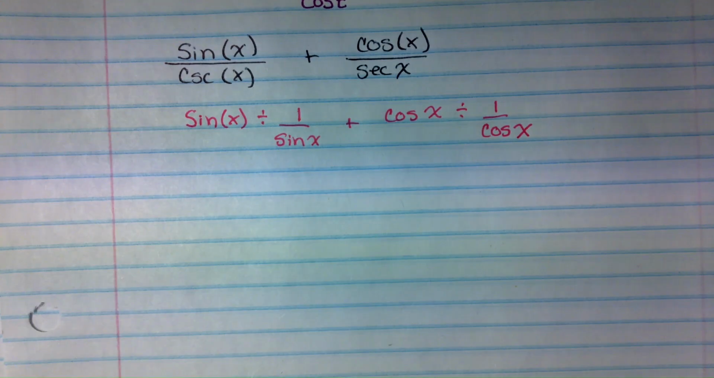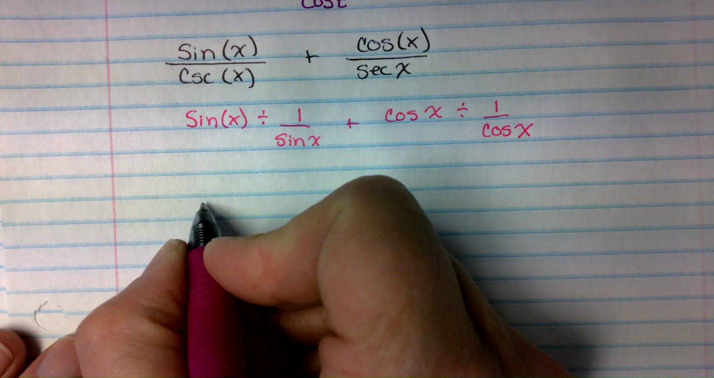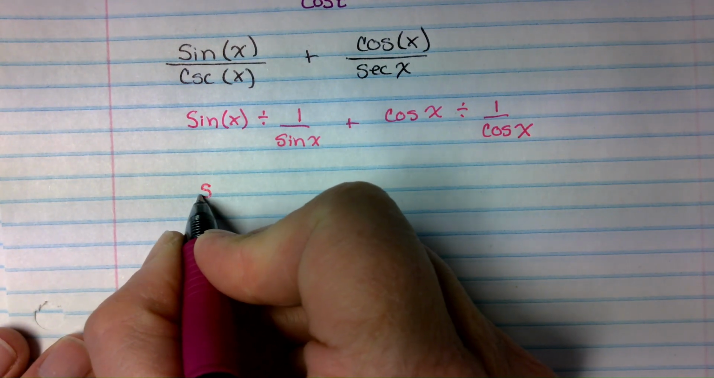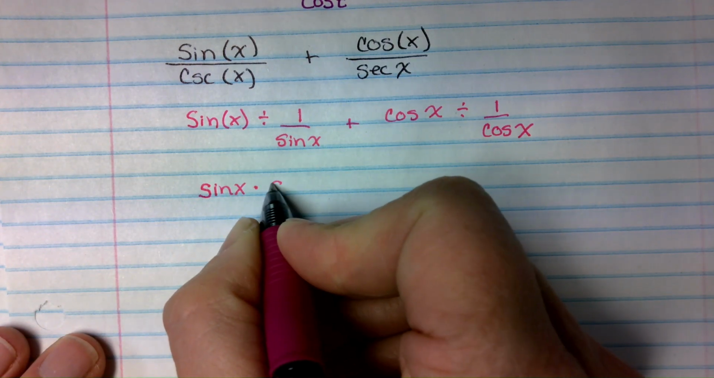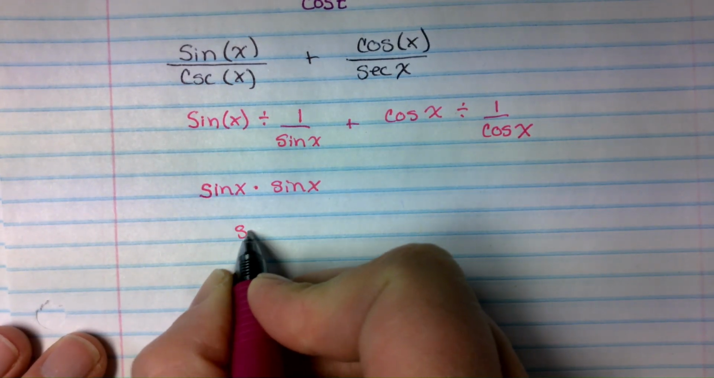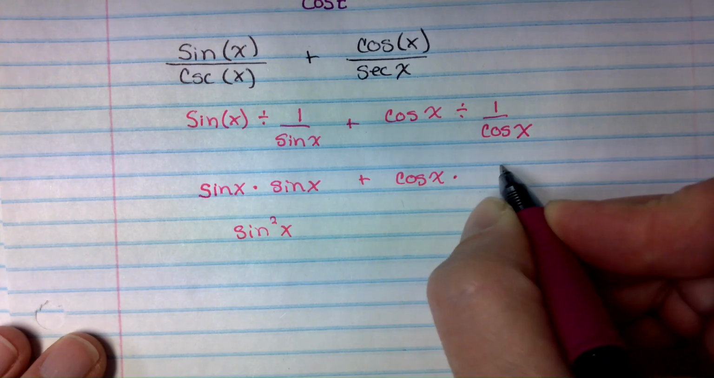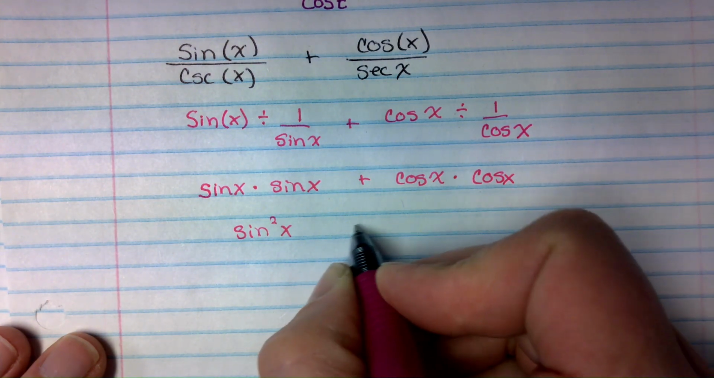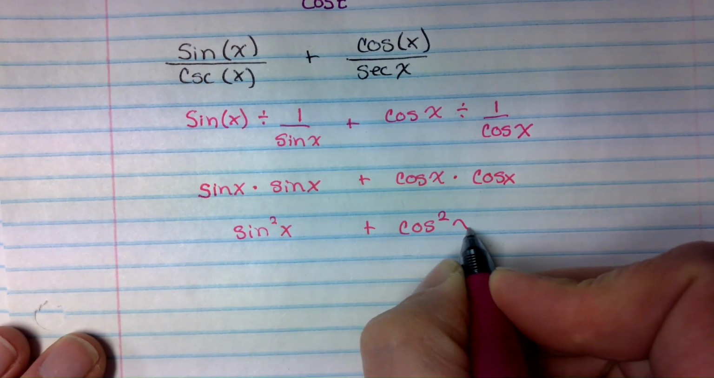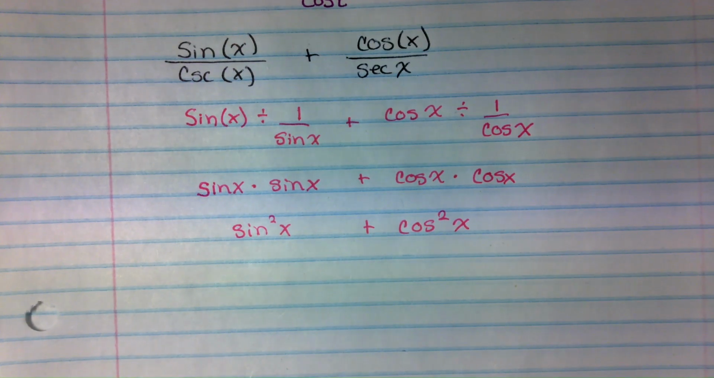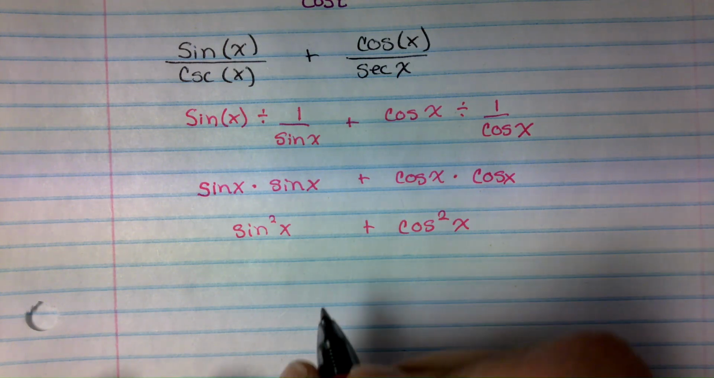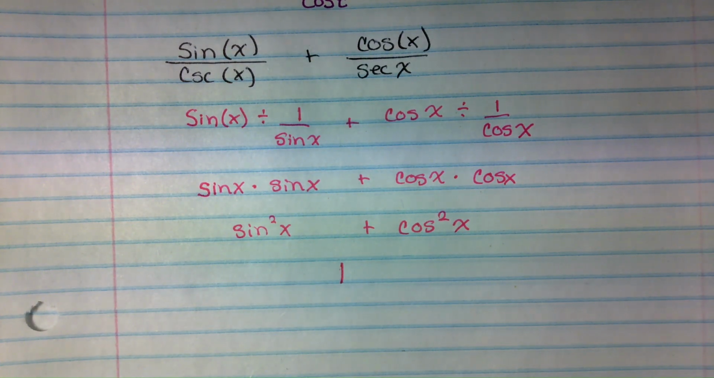I wrote it like this because I knew I was going to have fractions, and I really don't want a fraction inside a fraction. However, if you recall, when dividing fractions, you use the multiplicative reciprocal, so this will become the sine of x times the sine of x, or sine squared, plus the cosine of x times the reciprocal, so cosine of x, which would be cosine squared. And if you recall, we just talked about this. This is a Pythagorean identity. Sine squared plus cosine squared is 1. So the original problem reduced to a factor of 1.